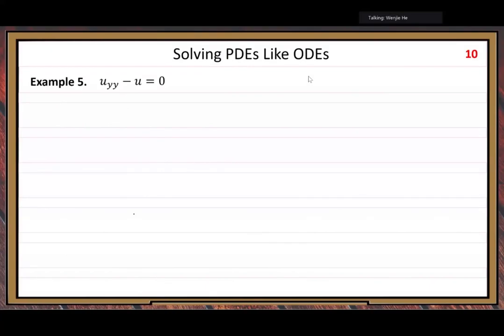Number 5. All right. This time is a little harder than the previous one. Here we need to solve a second order ODE. This is a second order ODE, right? If you can solve a second order ODE, then you can write that solution in a similar way. So what is the solution of this second order ODE?